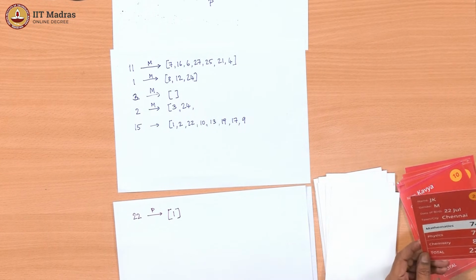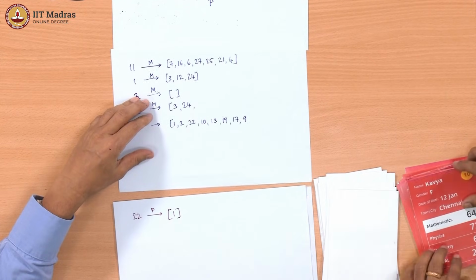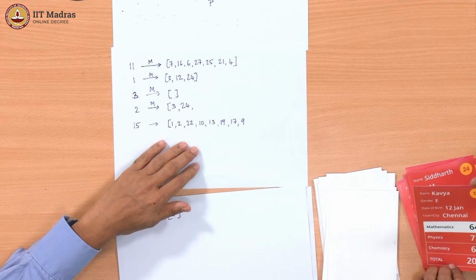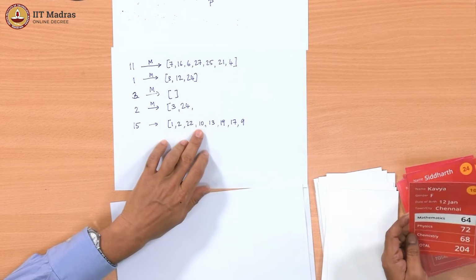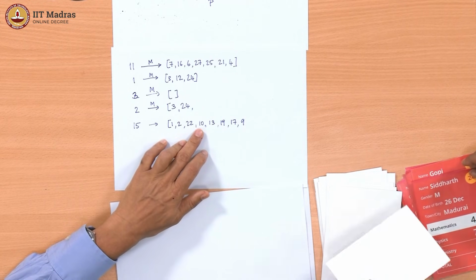JK, 26. Well, 26 doesn't appear here. So let's take another one. Pick one from there. 10 will do, 10 or 24. Let's go for 24 then. 24, okay, 72, Siddharth. All right.